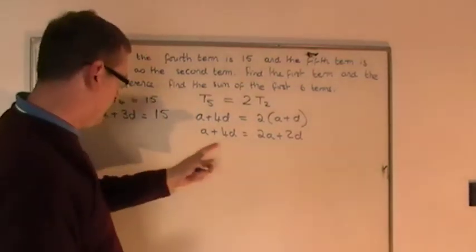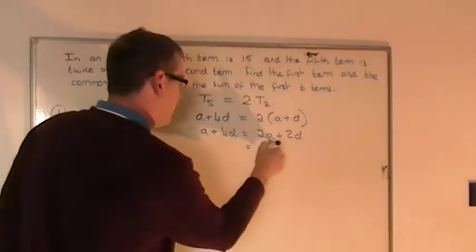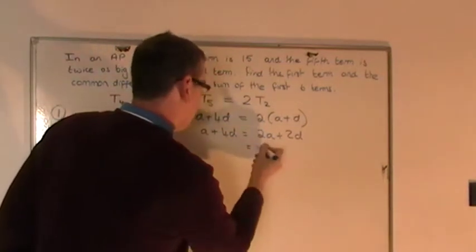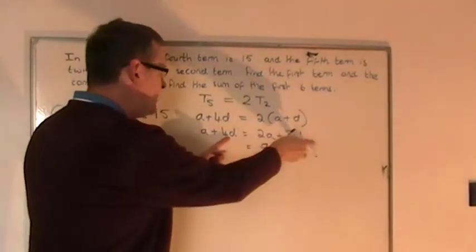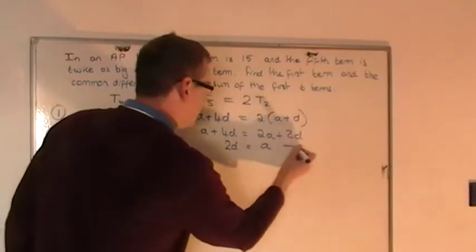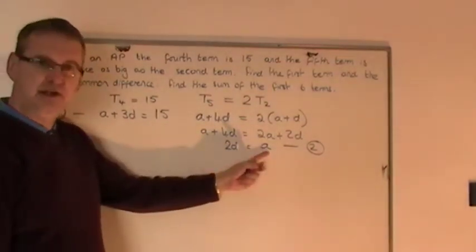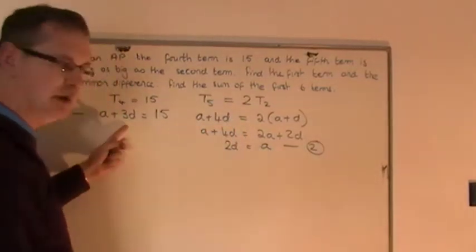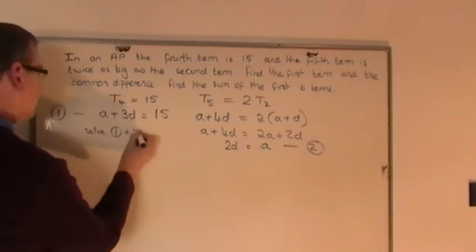If I now take the A to the right and the D to the left, you get 2A take away A, which gives just 1A on the right. On the left you've got 4D, take 2D to the other side, so you get 2D. That's equation 2: A equals 2D. As A is already on its own, I'm happy to substitute it into equation 1, solving 1 and 2 simultaneously.